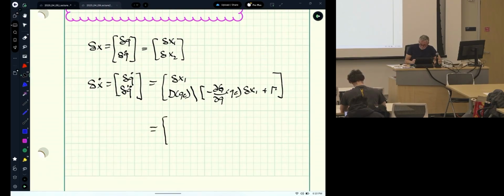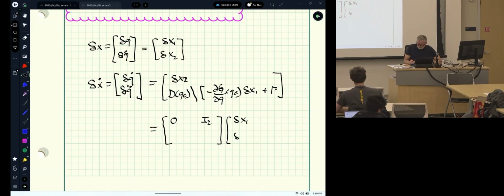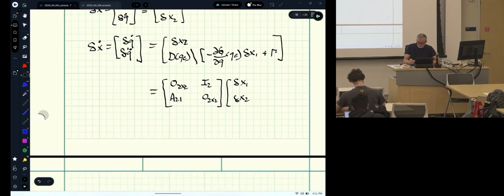And when this is all said and done, whoops. This is delta x2. This is 0, 2 by 2 identity, delta x1, delta x2. There's an A21. So these are 2 by 2 zero matrices.